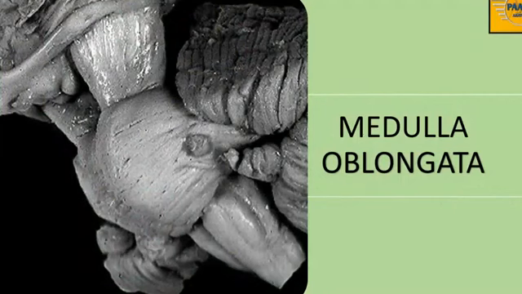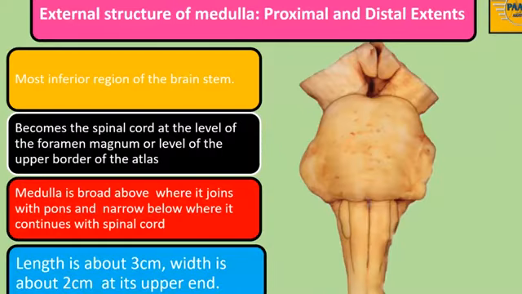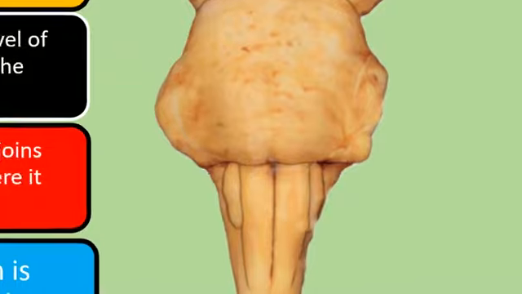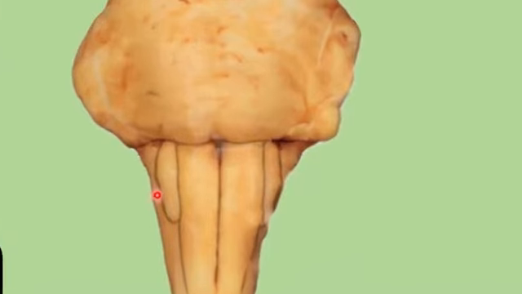We will start with the medulla oblongata. This is an anterior view of the brainstem. Now, the medulla is the inferior part of the brainstem. It continues as spinal cord distally, and this happens at the level of the foramen magnum or at the level of the upper border of the atlas. Now, if we look at the medulla, we'll notice that proximally it's broad, and then distally it tapers as it runs down as the spinal cord.